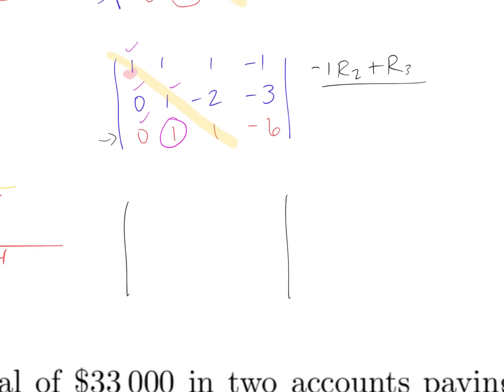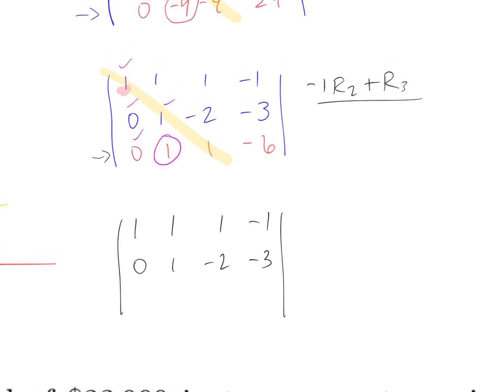So then I'm going to go ahead and say, all right, so I have 1, 1, 1, negative 1. 0, 1, negative 2, negative 3. Now, what's going to happen here? Negative 1 times row 2, so negative 1 here. So negative 1 times 0, 0. Negative 1 and 1, negative 1. Negative 1, negative 2, 2. Negative 1 and negative 3, 3. So now underneath I have 0, 1, 1, negative 6.